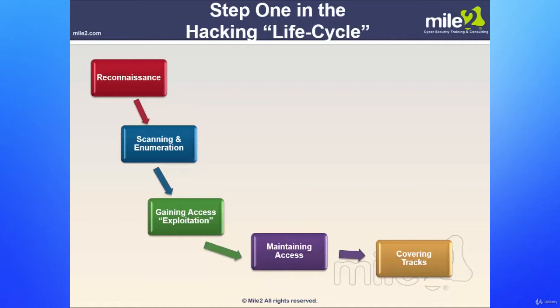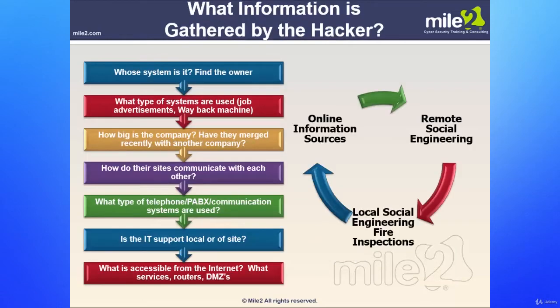Then we get into the third phase, which is gaining access, exploitation scenarios. This is where we actually get into the systems and try to exploit those systems that we've scanned and enumerated. Then we also maintain access by adding in Trojans and rootkits and so forth, backdoors, and then we cover our tracks with phase 5. So when we look at what information is going to be gathered by the hacker, keep in mind this can be everything from online information sources to local social engineering to remote social engineering.